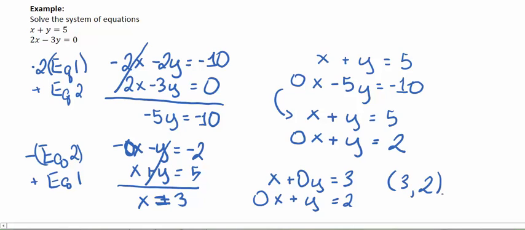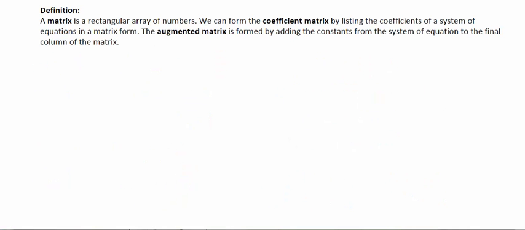I know normally you wouldn't write 0x or 0y, but like I said, that's going to be helpful whenever I move these to matrices, just to understand exactly what's going on. So I've been saying I was going to move these to matrices, but you may be wondering, what exactly is a matrix? Well, a matrix is just a rectangular array of numbers.